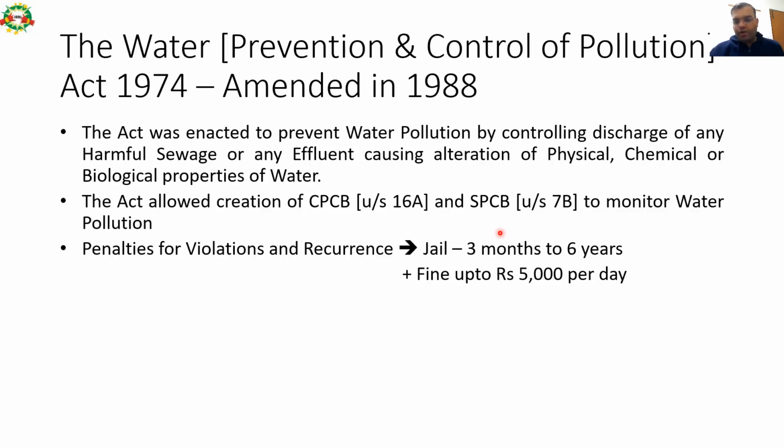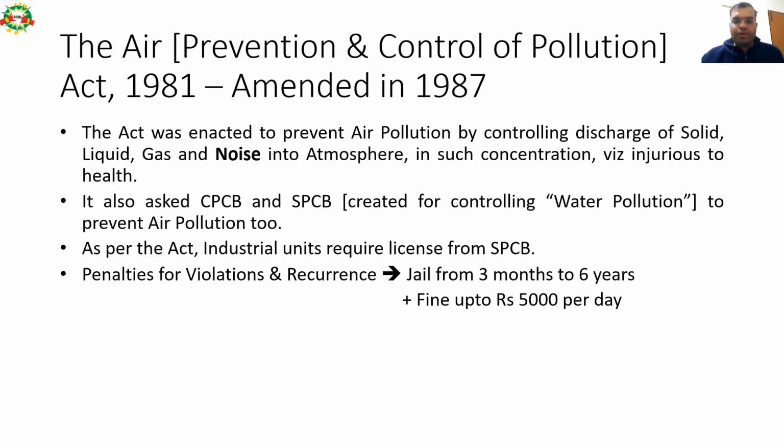This is also an important statement out of which a 1 mark theory question can come. Penalties for violation and recurrence: the act has provision for penalty of 3 months to 6 years and a fine up to 5,000 rupees per day. Next important act is the Air Prevention and Control of Pollution Act 1981, and this act was amended in 1987.